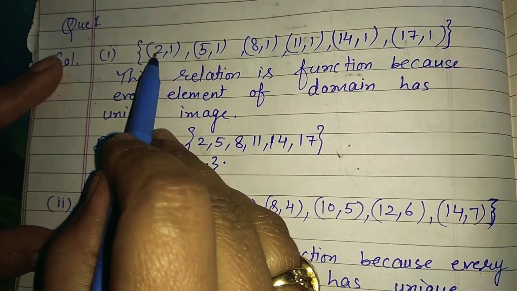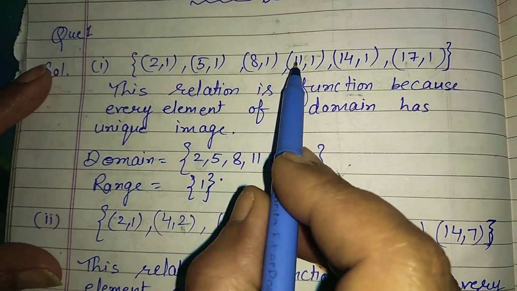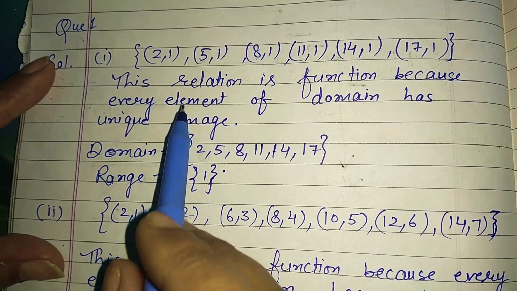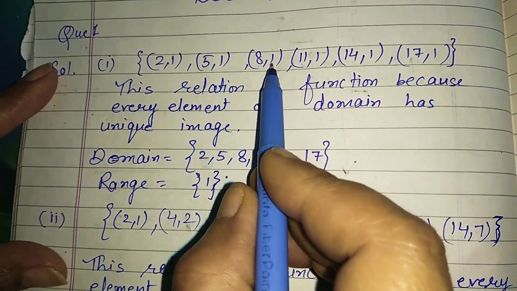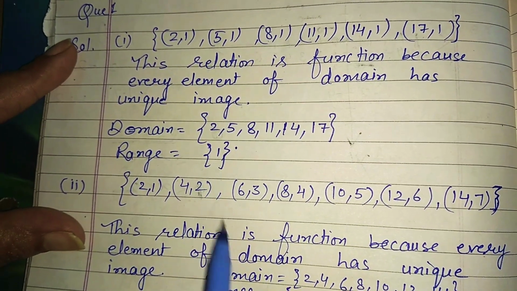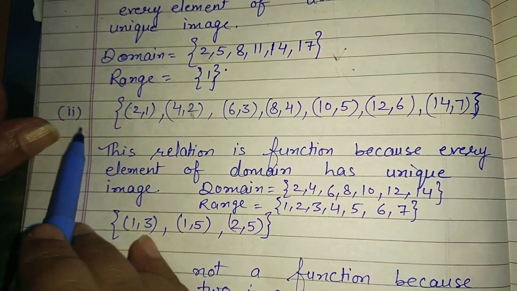This relation is a function because every element of the domain has a unique image. Now what is the domain here? 2, 5, 8, 11, 14 and 17. This is the domain. And what is the range? 1, 1, 1, 1, 1, 1. So the range is a single element, 1. Now look at the second part.